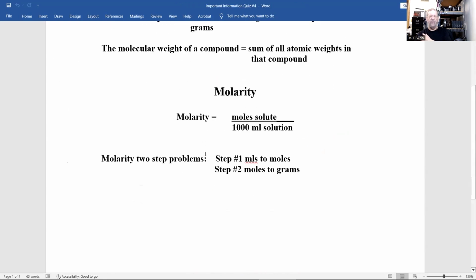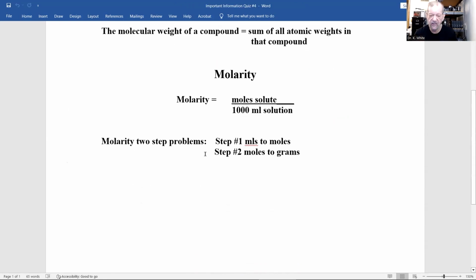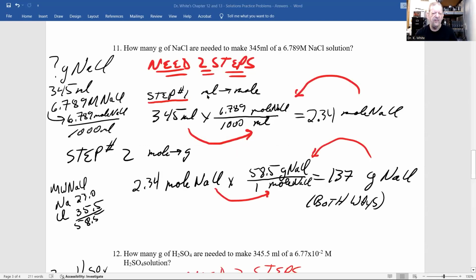And if we look at important information, quiz number 4, you'll see molarity two-step. Step 1, we convert milliliters to moles. Step 2, we convert moles to grams, which I hope you all learned by test number 1 and also quiz number 3. So we need 2 steps. Step 1, we go milliliters to moles.